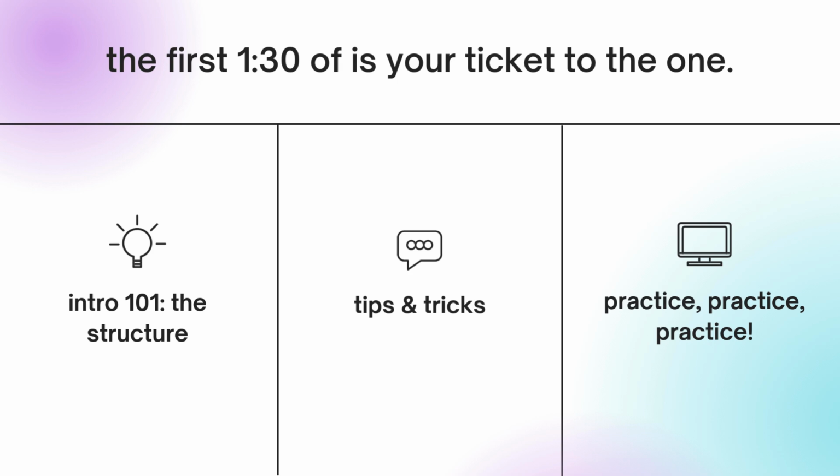The first minute and a half of your speech is your ticket to the one. Human beings, including your judges, have super short attention spans because of things like social media. So you want to make sure that you're actively engaging them. In this video, we're going to talk about first the introduction and the basic structure you'll need. Then we're going to talk about tips and tricks and what you should do. And finally, some drills to practice, practice, practice.